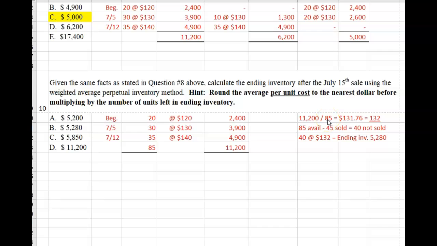11,200 divided by 85 gets an average cost per unit of $131.76. And it says round that before going any further. That rounds to $132. There were 85 units available. We sold 45. That means that there are 40 not sold, still in ending inventory. 40 times $132 each equals ending inventory of $5,280 under weighted average. The answer is B.